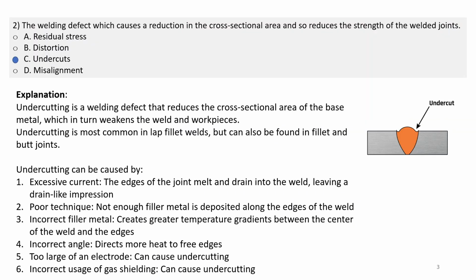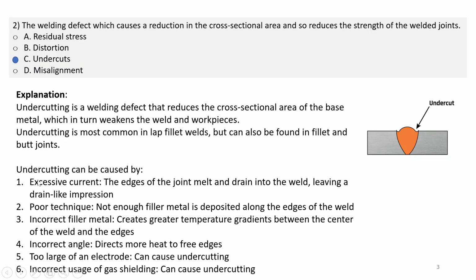Okay, so undercuts look like this one. So here your surface area won't be proper compared to the base metal. So undercutting is a welding defect which reduces the cross sectional area of the base metal, which in turn weakens the weld and workpieces. Undercutting is most common in lap fillet welds but can also be found in fillet and butt joints.